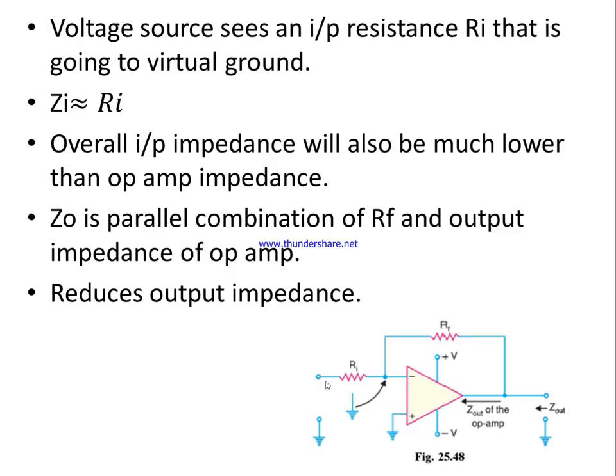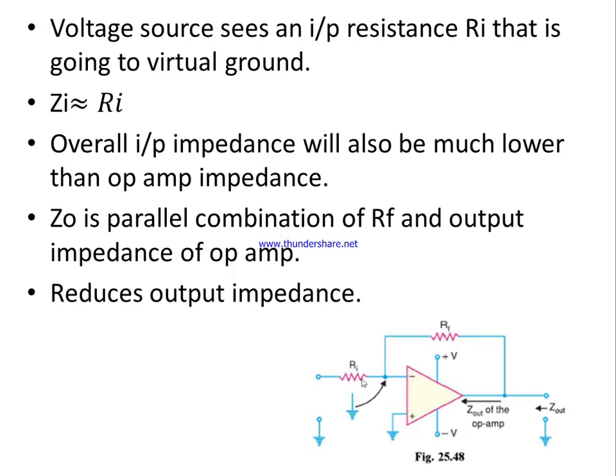Clear? Then, when we are looking from the voltage source, at the input terminals, we have RI, and the other end of RI is grounded. Clear? Therefore, the voltage source sees the input impedance as RI. Therefore, ZI is approximately equal to RI. Okay? I think it is clear, because the impedance connected to the input source is RI, since one end of RI is just grounded.